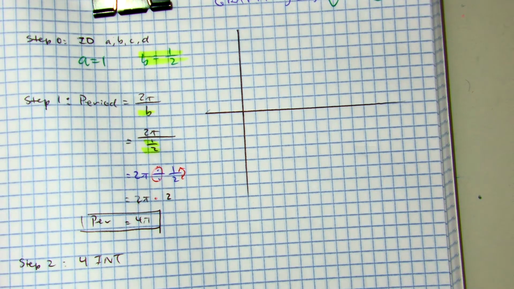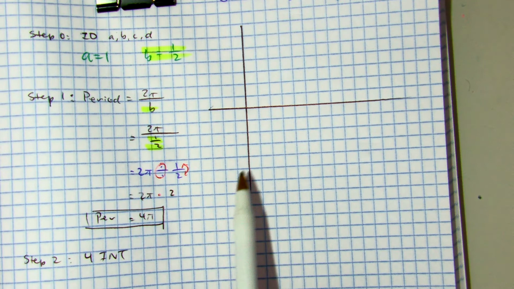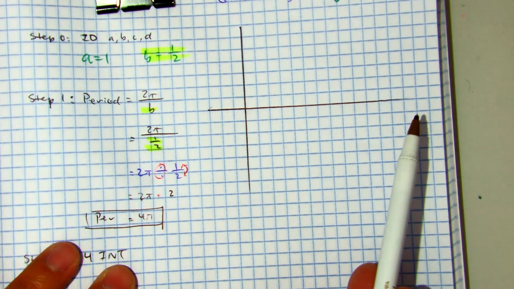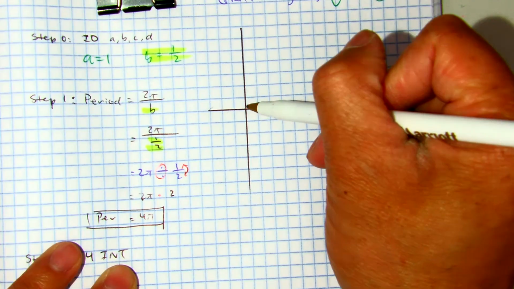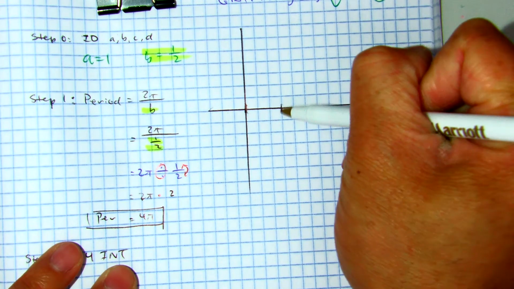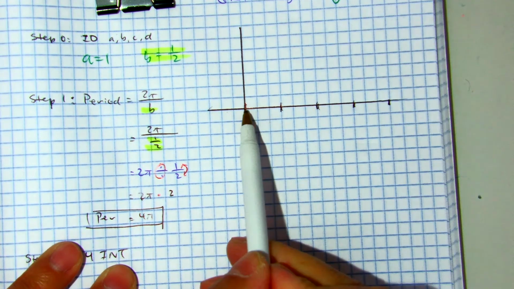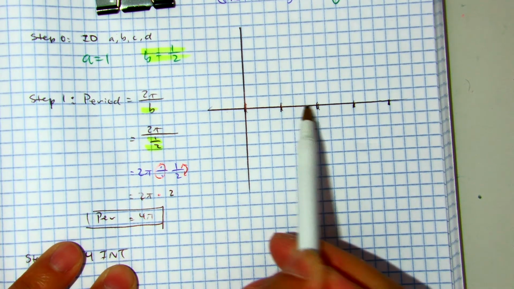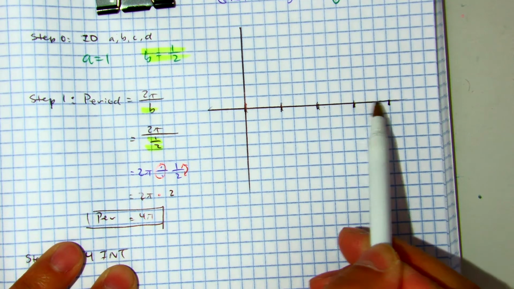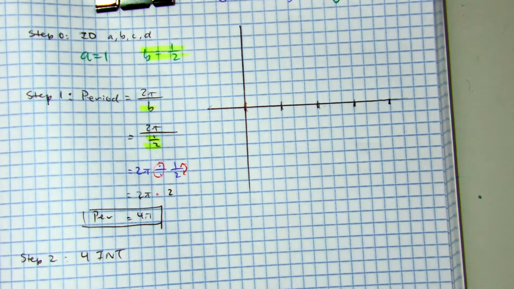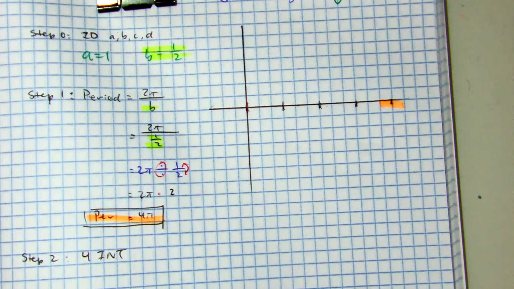Class, in order to have 4 intervals, you have to have how many tick marks? Count with me. Ready, set, go. 1, 2, 3, 4. This is 1 interval, 2 intervals, 3 intervals, 4 intervals. Put your finger where 4 pi goes. Right there.